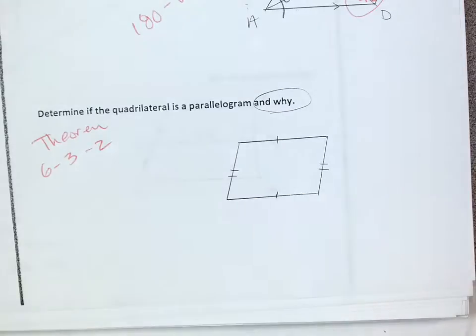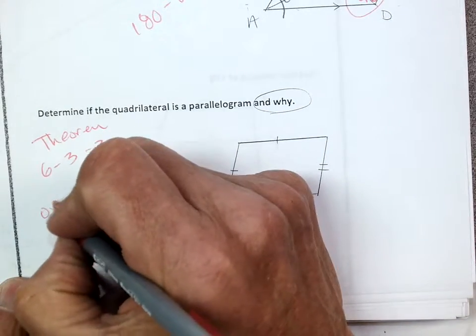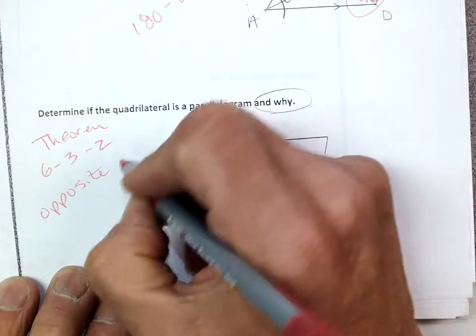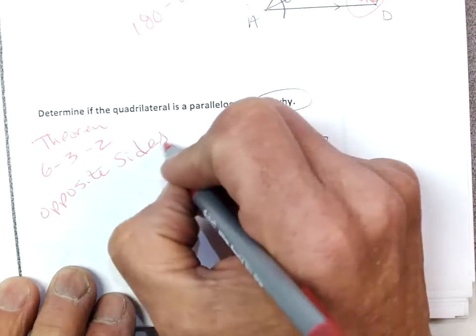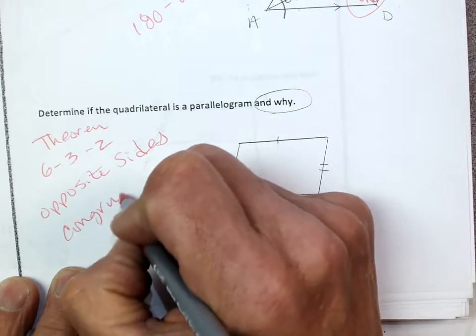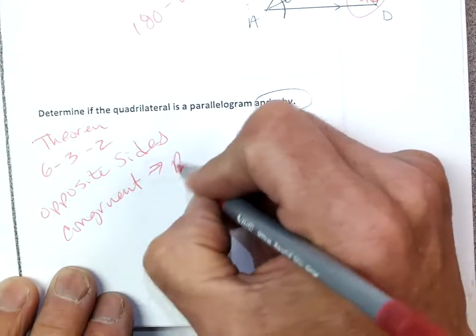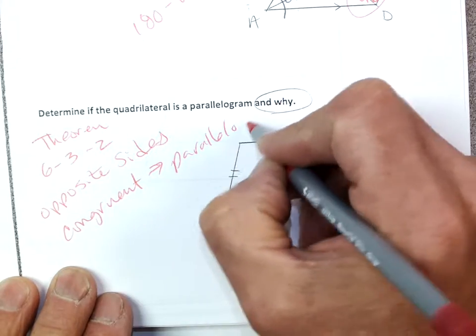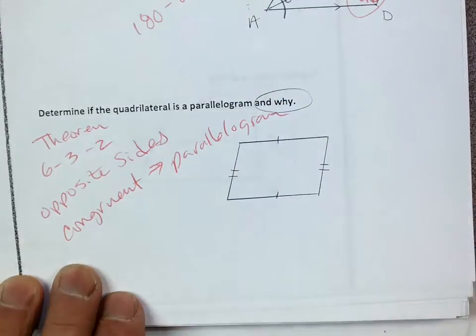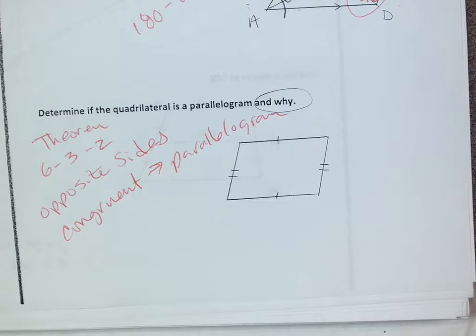Okay, and it says that opposite sides congruent must be a parallelogram. Okay, there it is. And it's just in our notes. We just found it right there.